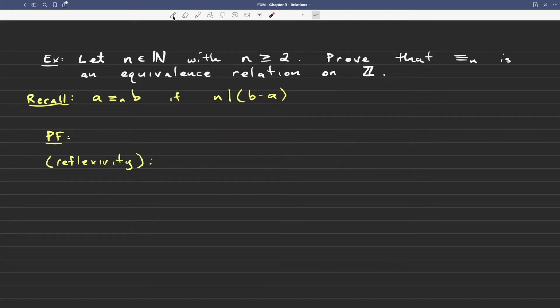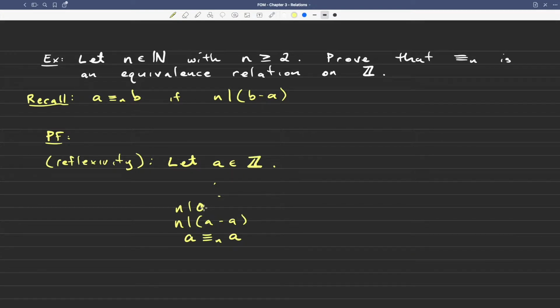So the proof will start off like this. Let's let little a be an integer. And what I want to argue eventually is that A is congruent modulo n to A. But if I think about backing up one step from the target, I know that according to the definition above, I need to show that n divides A minus A. But I know that A minus A is equal to 0, so what I really want to show is n divides 0, right?